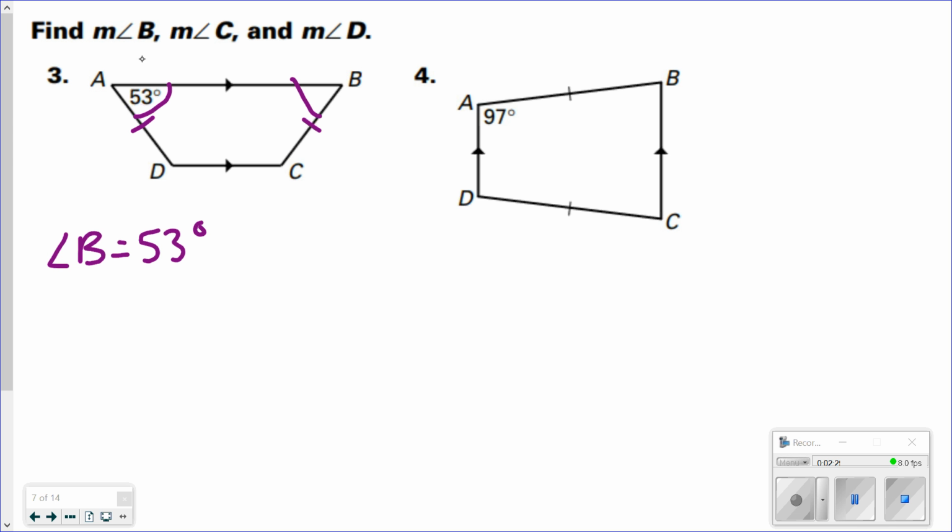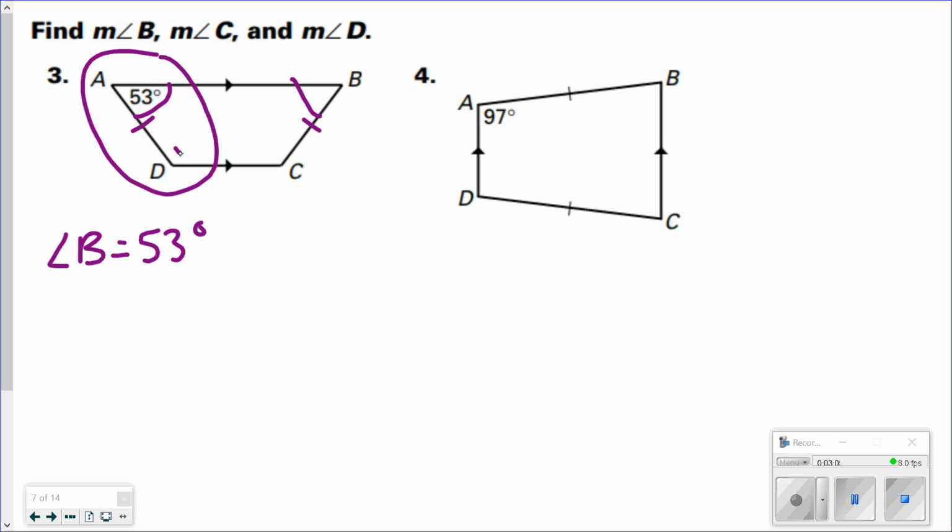Now we need to look at angle D. If we look at angle A and angle D, we can clearly see that they're not congruent. We have one acute angle and one obtuse angle. But this is a quadrilateral, which means it's a shape with 4 sides. So we talked about before that the consecutive angles in a quadrilateral are supplementary, meaning that they add up to 180. So if I know the measure of angle A, and I need to find the measure of angle D, I'm going to add up those two angles and set them equal to 180.